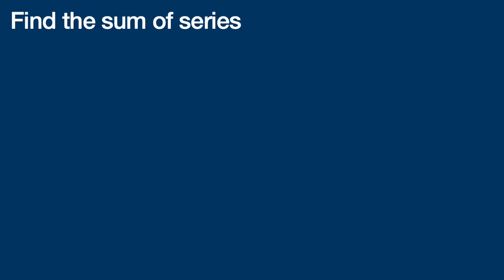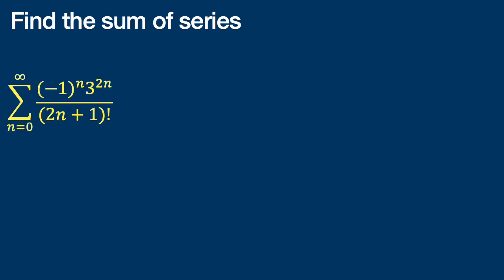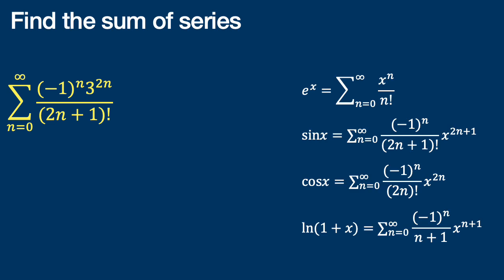Let's have another example using Maclaurin series. This question is a little different from the previous examples. We want to find the sum of a series, not the function, guys. So we want to find the sum of this series. There's no variable, which means this does not represent a function. So how are we going to find the sum of this series? We're going to use the table of Maclaurin series right there.